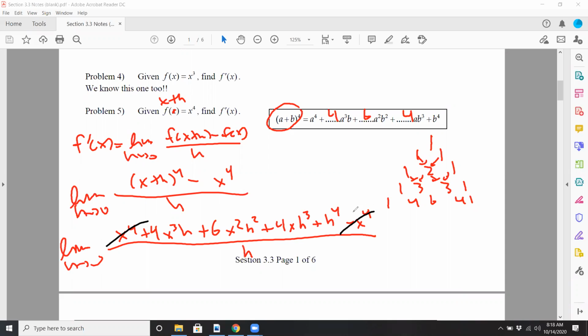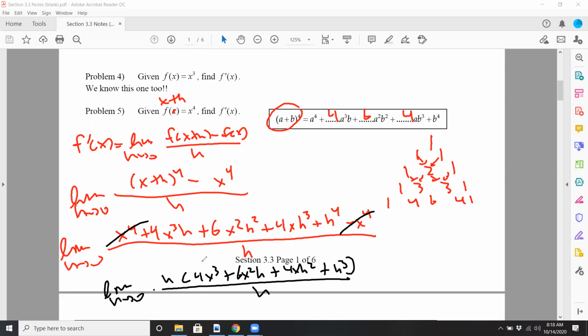X to the 4s go away. And I can factor out h from the top. 4x cubed plus 6x squared h plus 4x h squared plus h cubed all over h. And then plug in 0 for h, and you get 4x cubed. And the rest just kind of all go away. And you get 4x cubed.